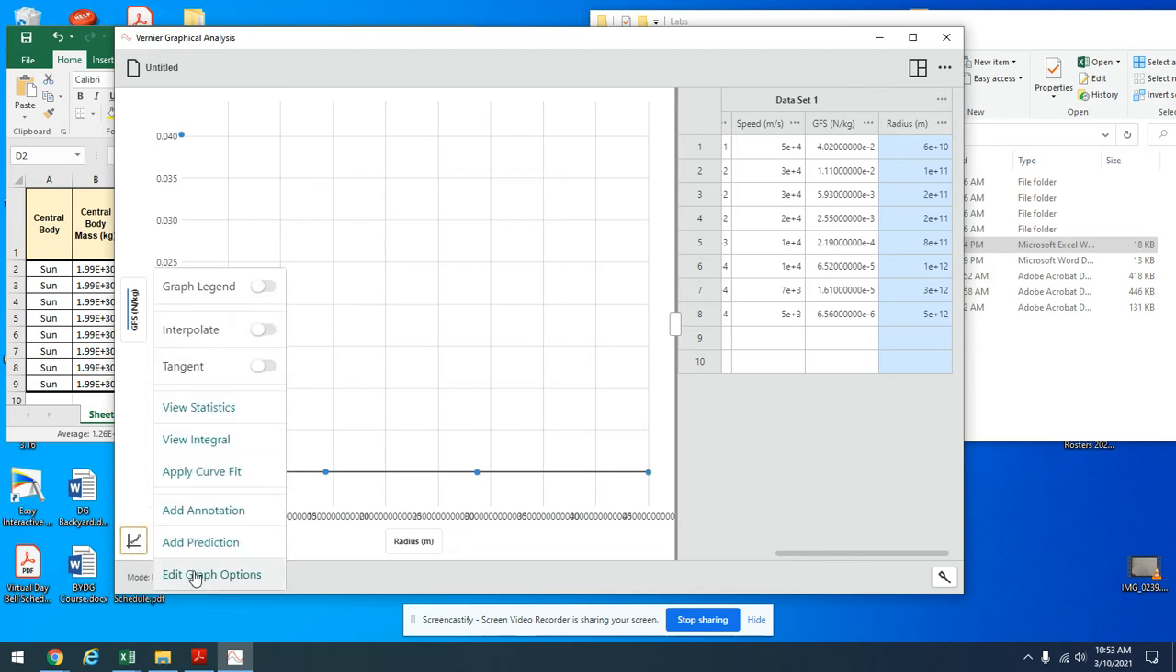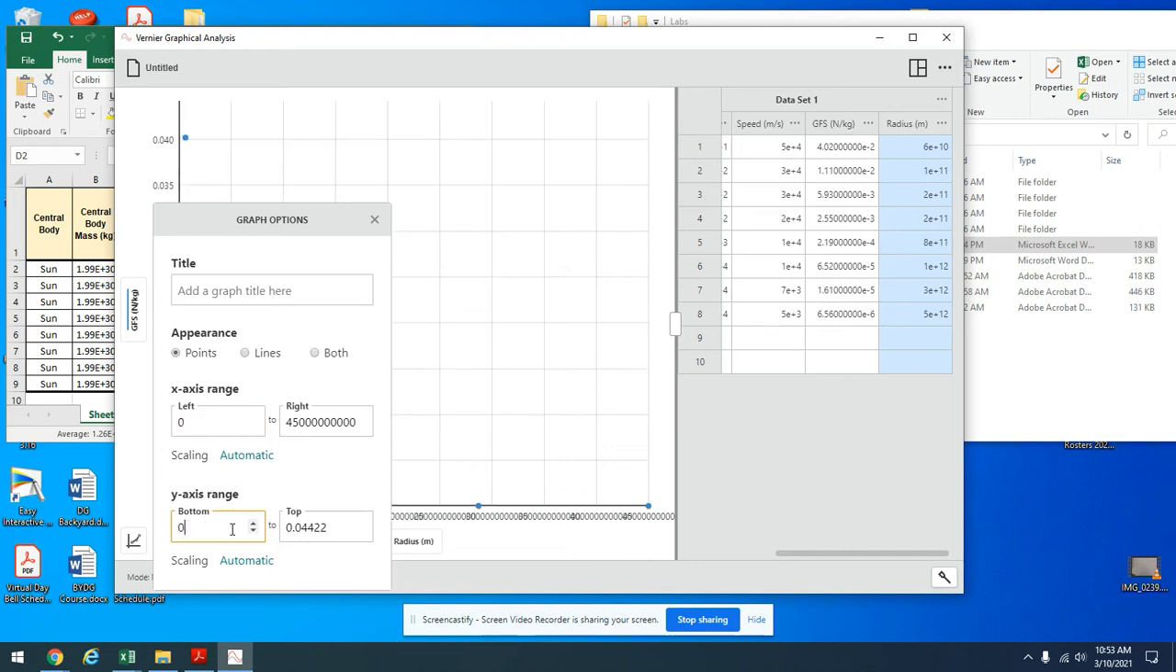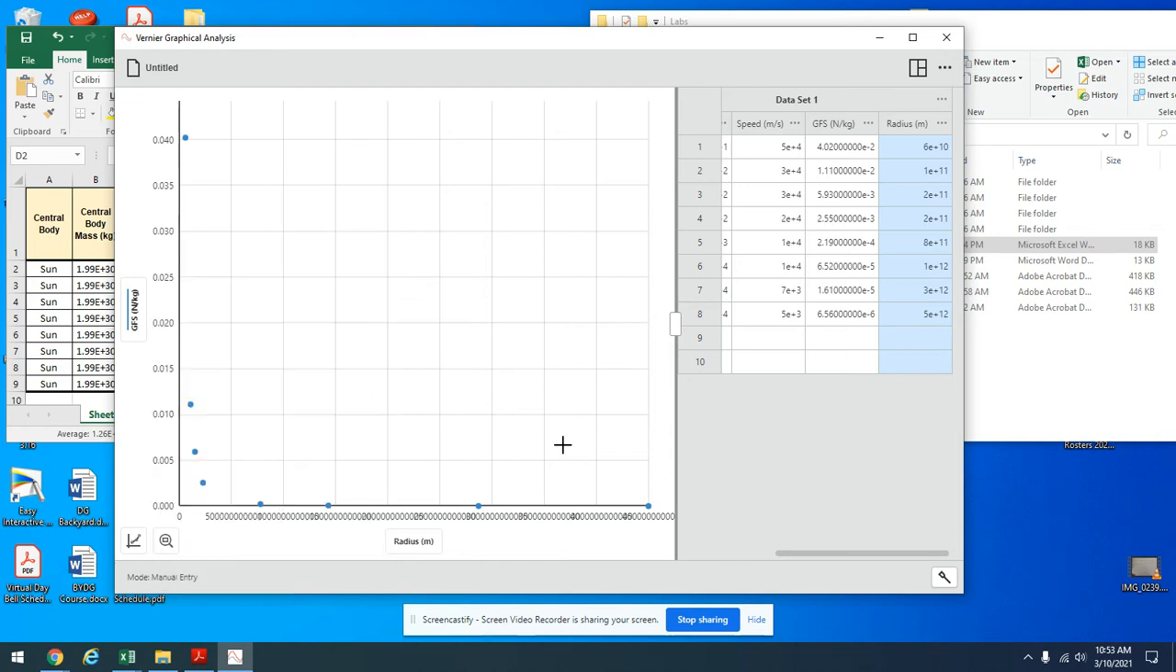What I would like to do in my graph edit options is see the origin in this. So I'm going to turn this into 0, and I'm going to turn this into 0. It was pretty close to showing the origin, but I really want to see that. All right, so what does this graph mean?